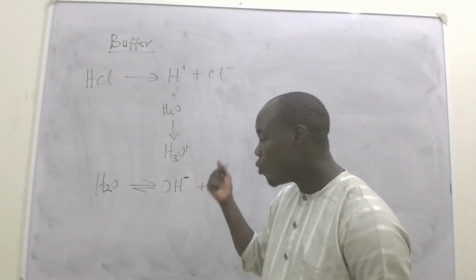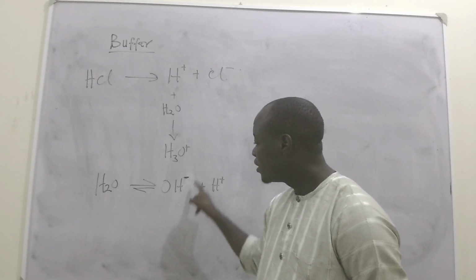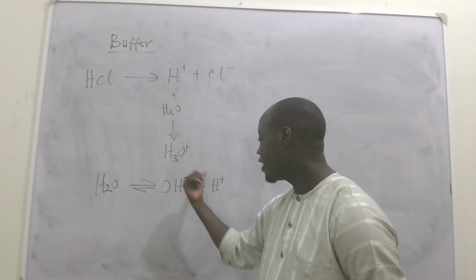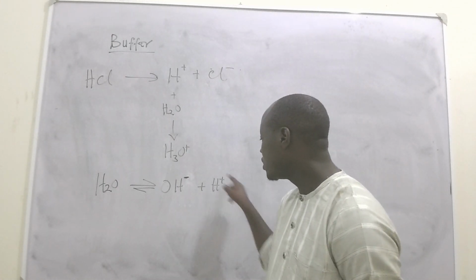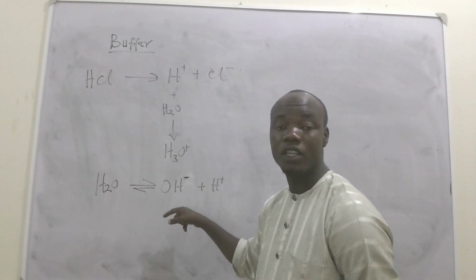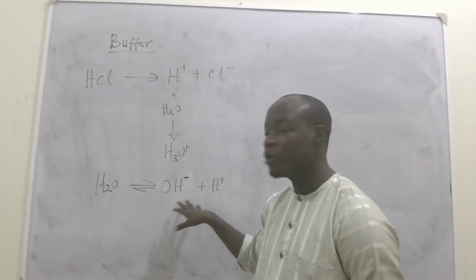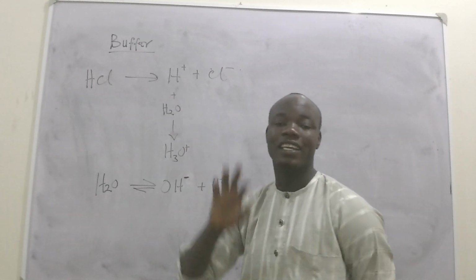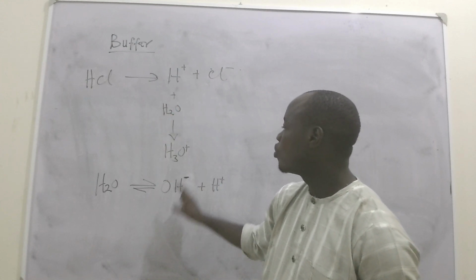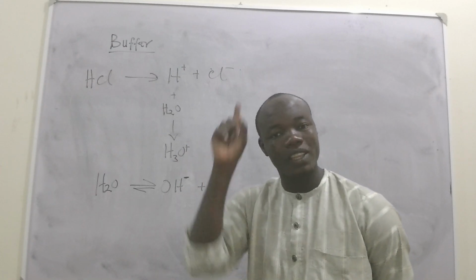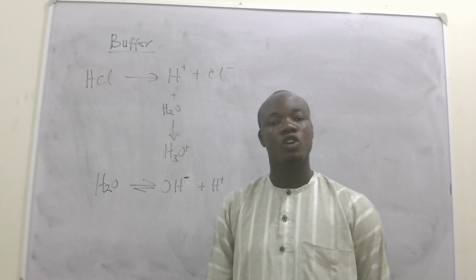But in a situation where the concentration of OH group is greater than that of the hydrogen ion, it means that the solution is basic. But if the concentration of hydrogen ion is greater than that of the OH, it means that the substance is acidic. So the pH of this water is 7.0. But now you add an acid to the water. Hydrogen ion is released, so the concentration of hydrogen ion is increased. So what will happen? The pH will go down. The pH will decrease.